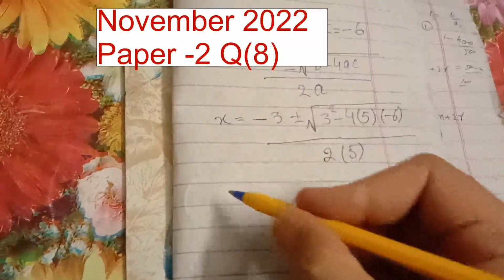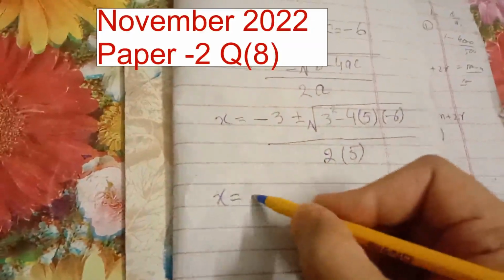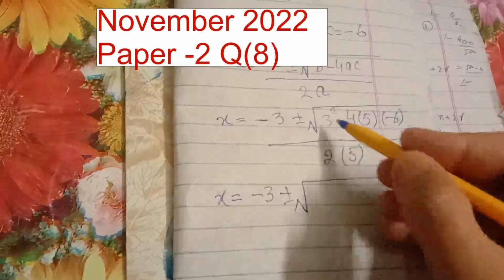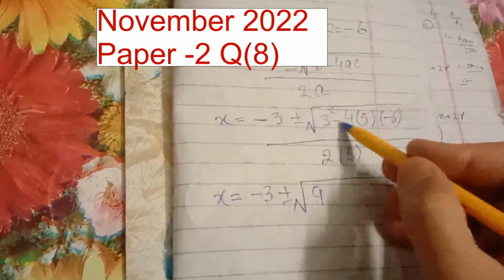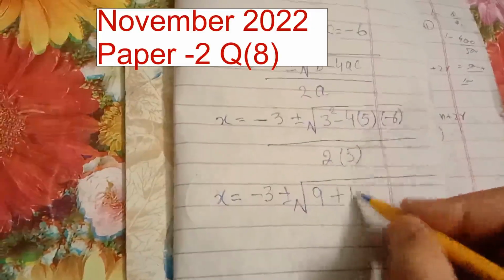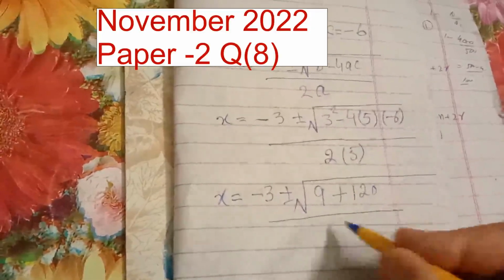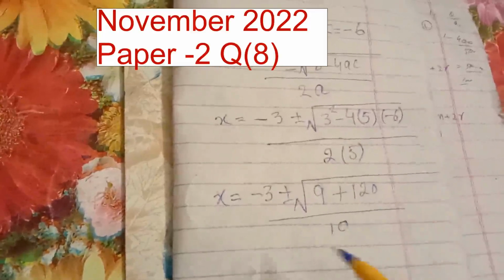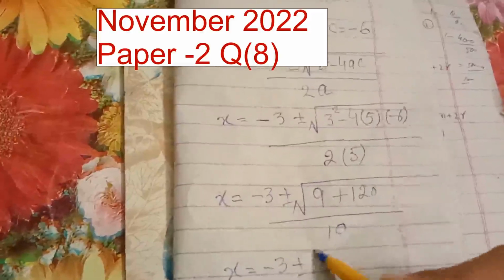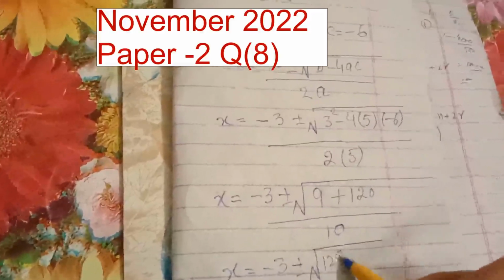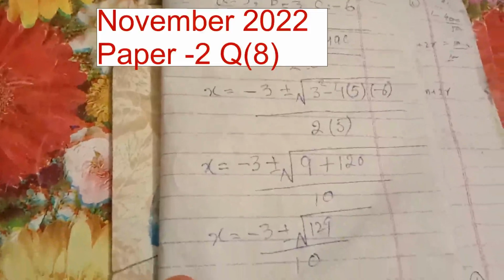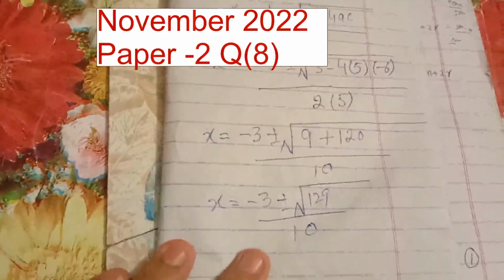We will simplify it. So we get x is equal to minus 3 plus minus under the root sign b square. 3 square is 9. This is minus minus plus. So 4 times 5 is 20, times 6 is 120. Over 10. Or you can write x is equal to minus 3 plus minus under the root sign 129 over 10. So this is the final form of the expression.